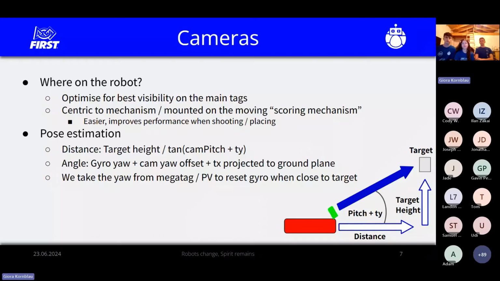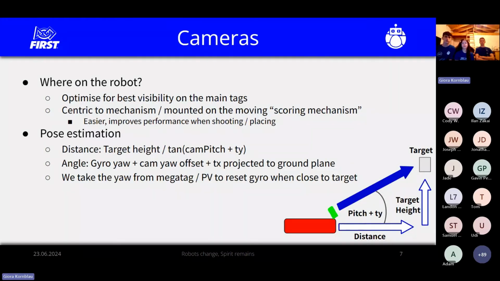We put the cameras on the robot where it's optimized for best visibility on the main tags. The ideal would be, if we put the camera horizontal, if we get closer to the tag we will get out of the frame. So we tilt the camera's mounting a bit in order to achieve more range on the camera and to see more of the tags from farther away and to use all of the range the camera has.